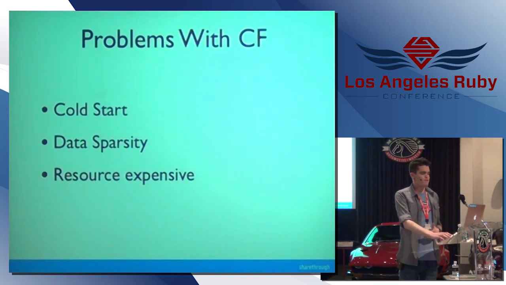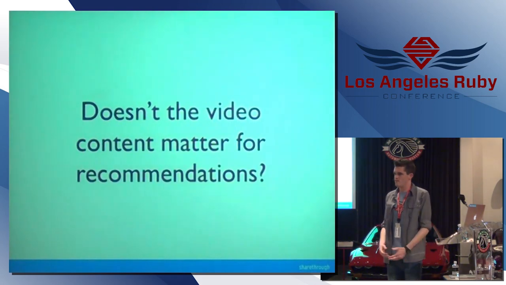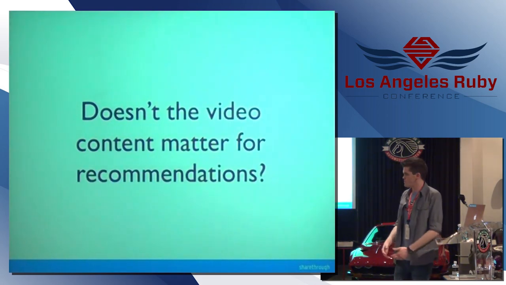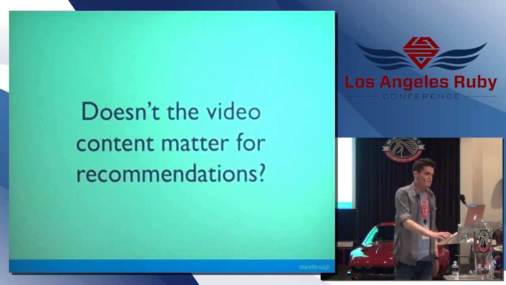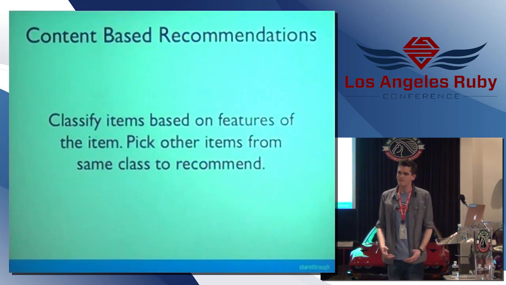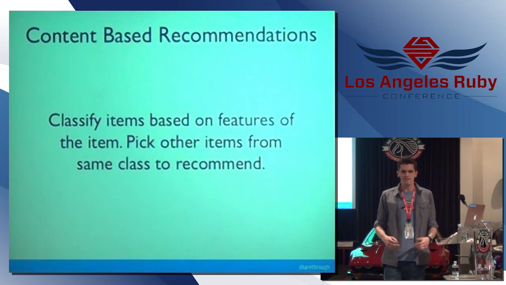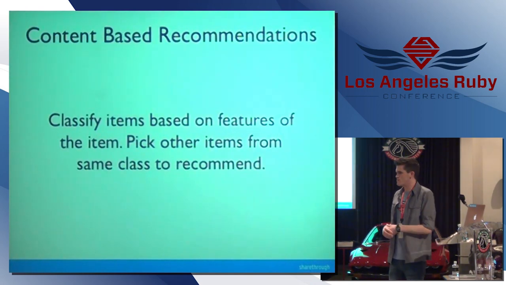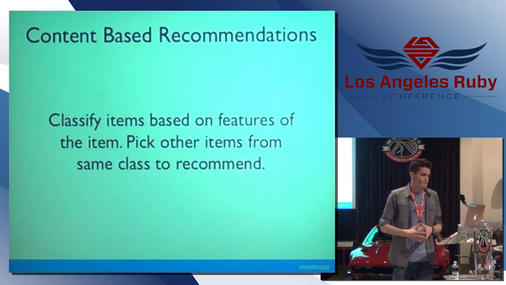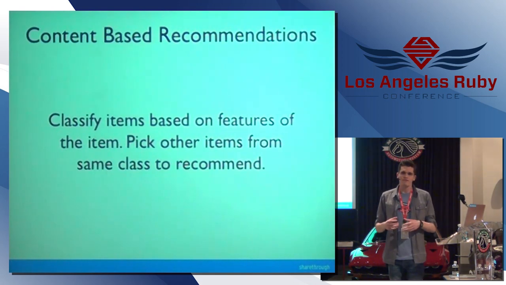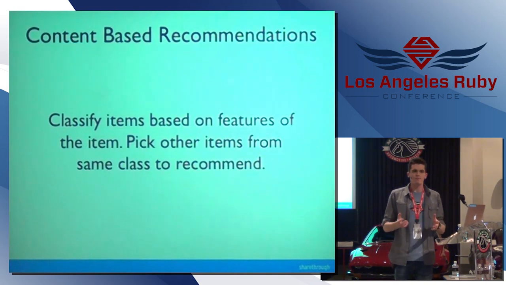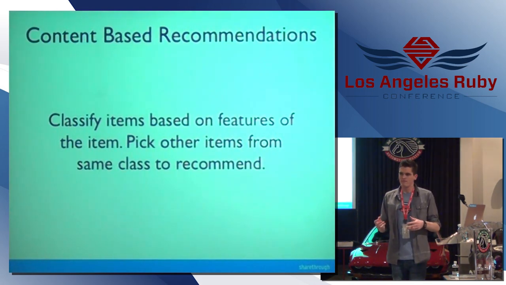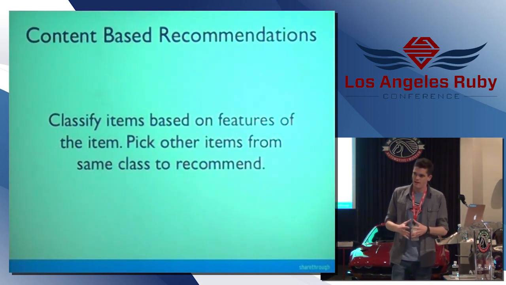So if it's expensive, you're probably wondering, well, doesn't the actual content of the video matter for recommendations, right? Like, clearly there must be some importance. And that's kind of where we get to with content-based recommendations. So content-based recommendations say, rather than looking at previous behavior of users, let's actually just look at the pure content of the thing we're looking to recommend, right? So really what you're doing is you're just classifying items based on features that describe that item. So like, let's say video duration or video category. And then we're just going to pick other items that fall in the same category or class as the item we're looking to recommend.